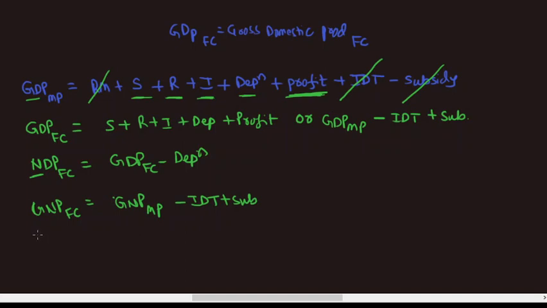We can also find out NNP at factory cost. It is NNP at market price minus indirect taxes plus subsidies. So whenever it is factory cost, what is reduced is indirect taxes, what is added is subsidy. Whenever you want to convert this gross word into net, you need to reduce depreciation. This is nothing but concept of GDP at factory cost, or NDP at factory cost, or GNP at factory cost, or NNP at factory cost.